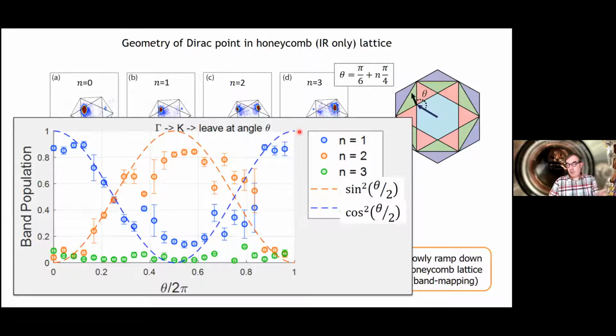The data are not perfect because this is actually an experiment, but the fact that the data look so good is really a testament to how robust this feature is. This is a feature that's associated with the topology of a Dirac point, and here we probe it directly. So we have ideas for how to extend this to other band touchings as well, and also how to understand the effects of interactions on this band topology effect, and that's something that we're chewing on at present.